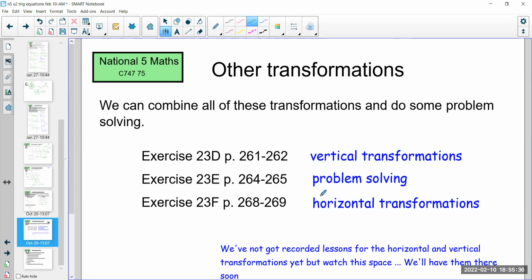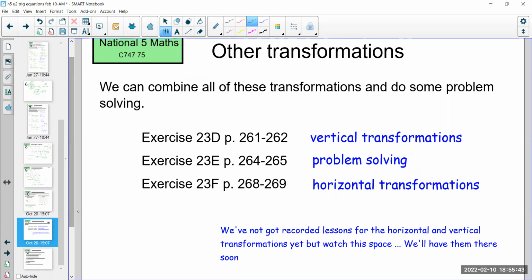I doubt during the Nat 5 exam, you will have something as complicated as that. I think because they know how tough it's been with COVID, people missing lessons and so on, they're not going to make a question that complicated. But if you wanted to pursue or do more with the trig, or even understand how it works, then you can see vertical transformations and horizontal transformations. Okay. So I'll have them before the end of the week.